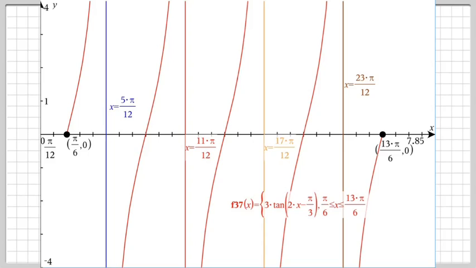Now, here's this beastly looking thing. Look, it starts at pi on 6. This is 13 pi on 6. Did we fit 4 cycles in? Yes, I think we did. We jolly well did too. Yes. So there's the point of scale.